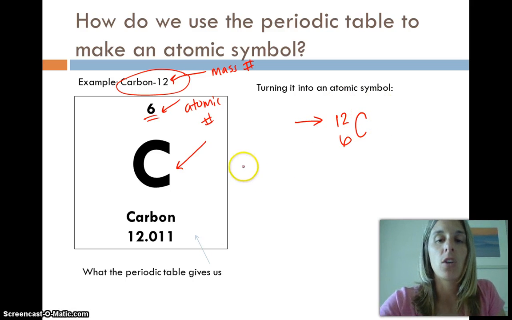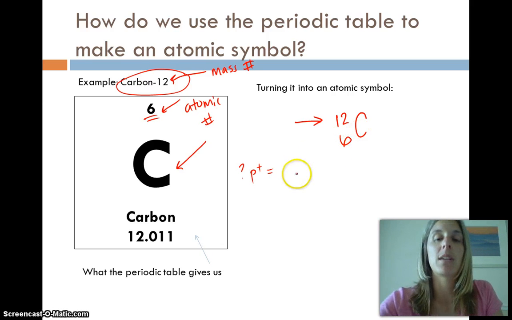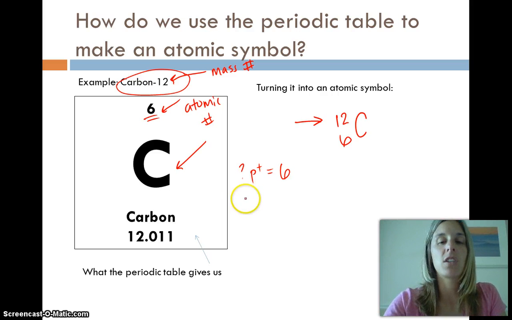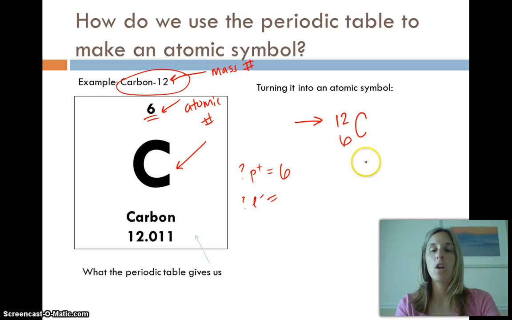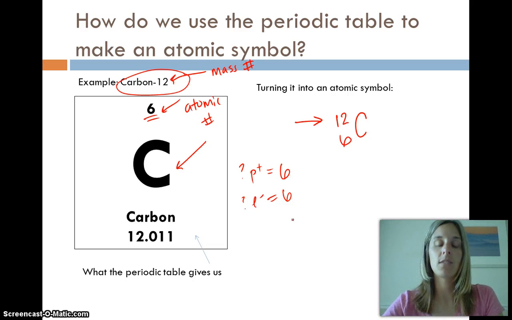One thing I could ask you is, how many protons do you have? We know that the protons come from the atomic number, so I just simply would copy down 6. Another thing I could ask you is, how many electrons do I have? We know that the protons are the positive part of the atom, so that would be a positive 6. Our negatives have to equal that, so that means we would have 6 electrons.